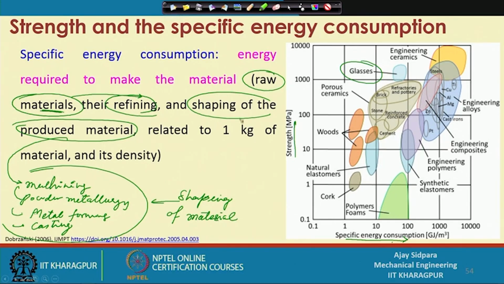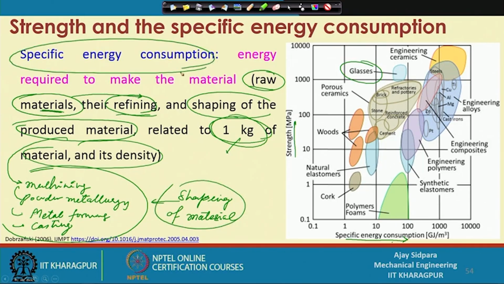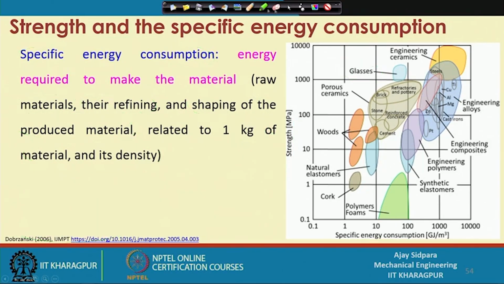So, now raw material, how much energy are you actually spending for making one particular material? Starting from raw material, refining, shaping of the material, related to 1 kg of material and its density, correct. How much energy are you spending for creating 1 kg of material of the required shape, that is raw material, then refining, then shaping and all this. That is called specific energy consumption, right. So, now how is it important?